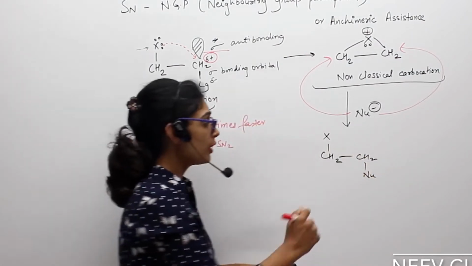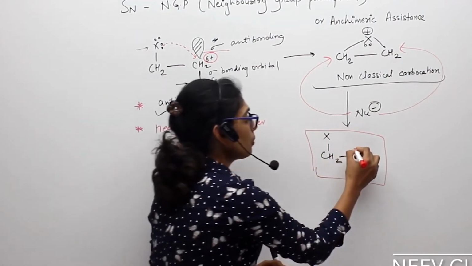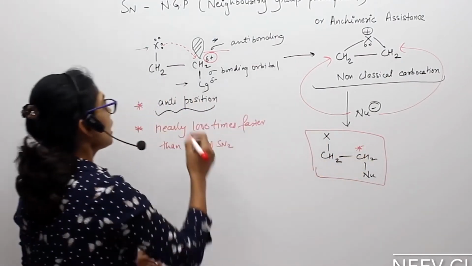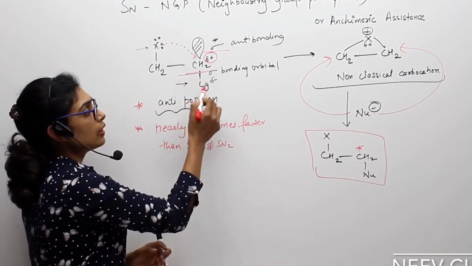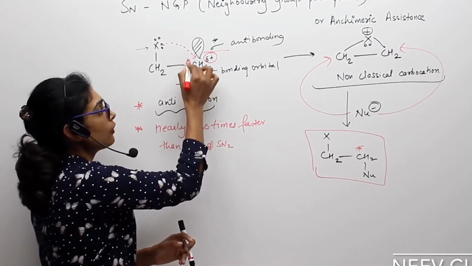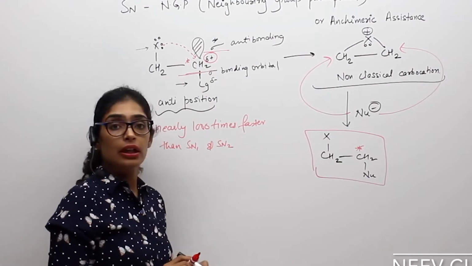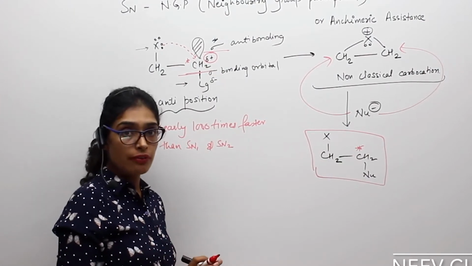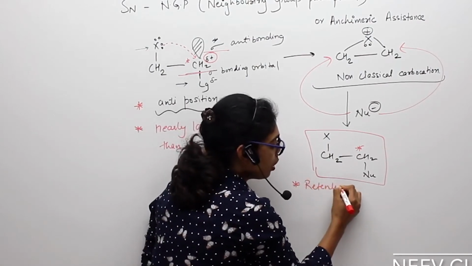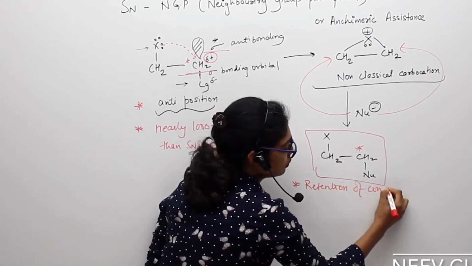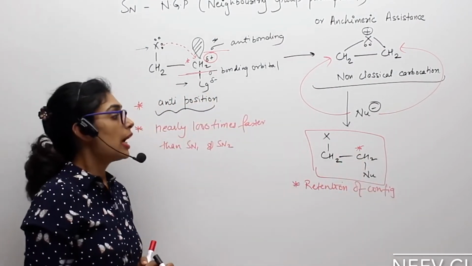Now again, look at it very carefully. Look at the configuration of this carbon where the nucleophile is present, and check the configuration of the initial molecule where the leaving group was present. That carbon's configuration and this carbon's configuration are exactly the same. So what information can we derive from this? That retention of configuration takes place when this NGP reaction takes place.